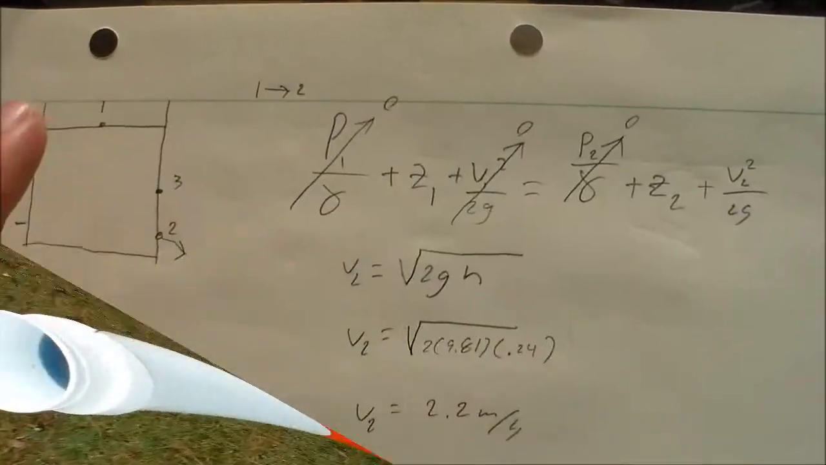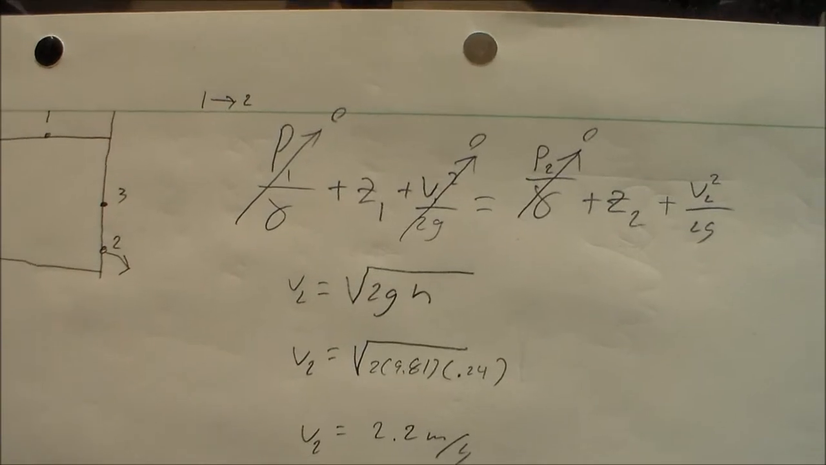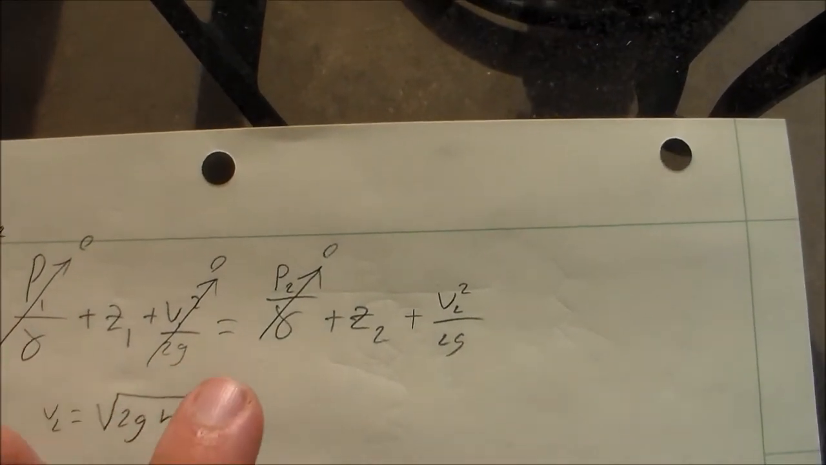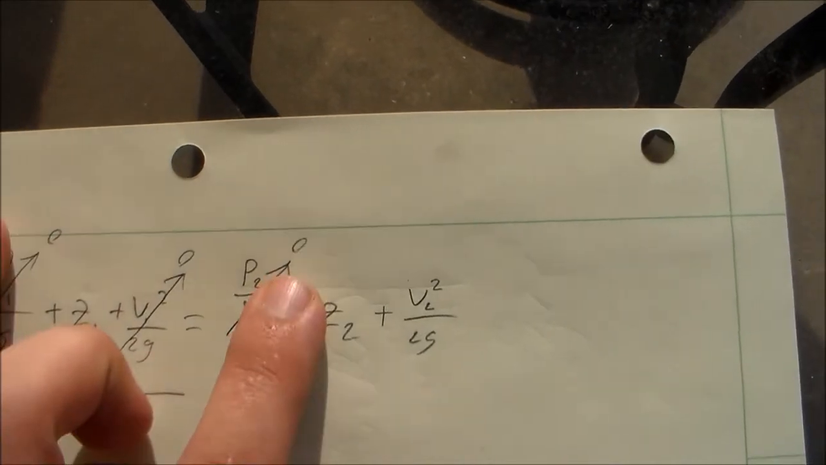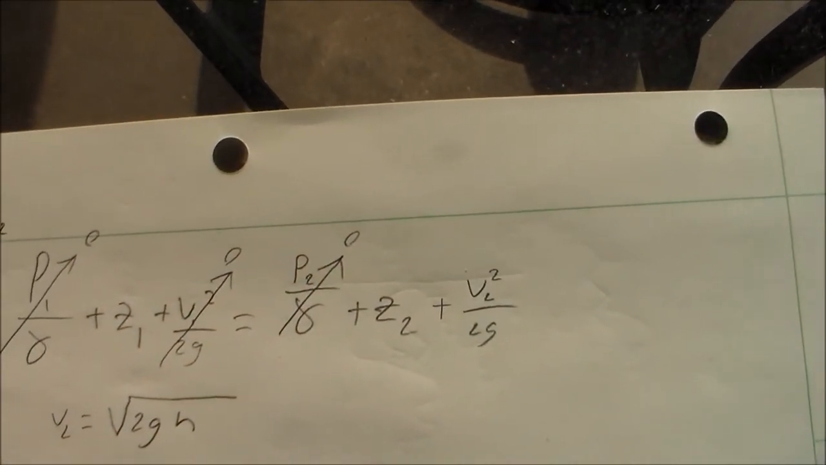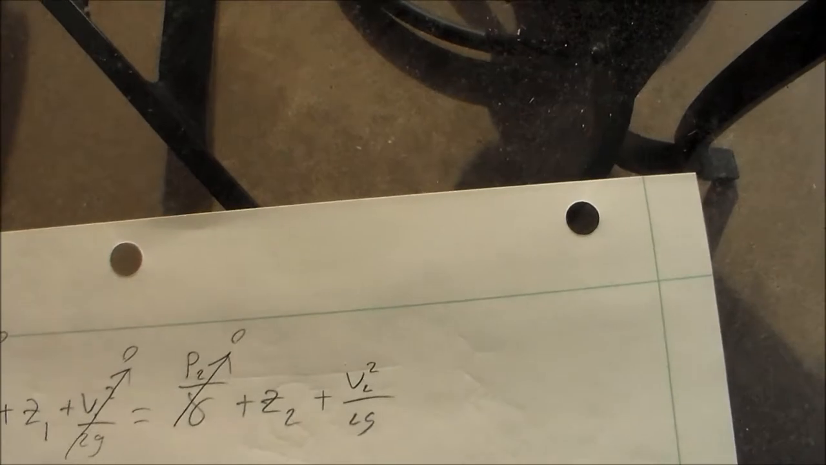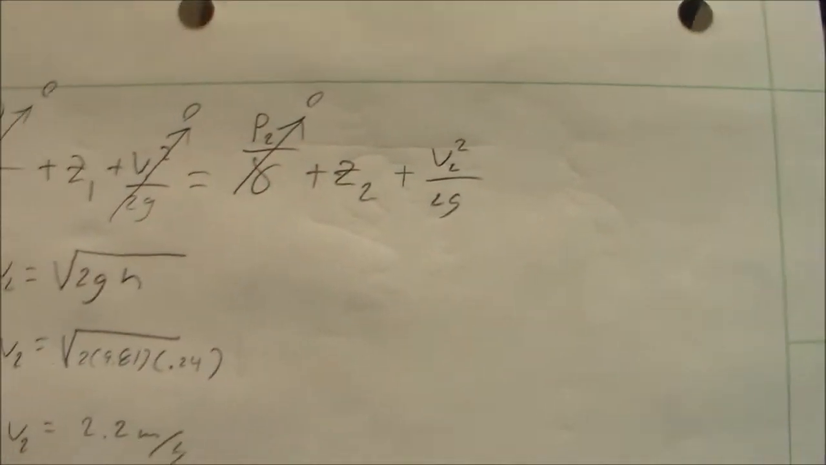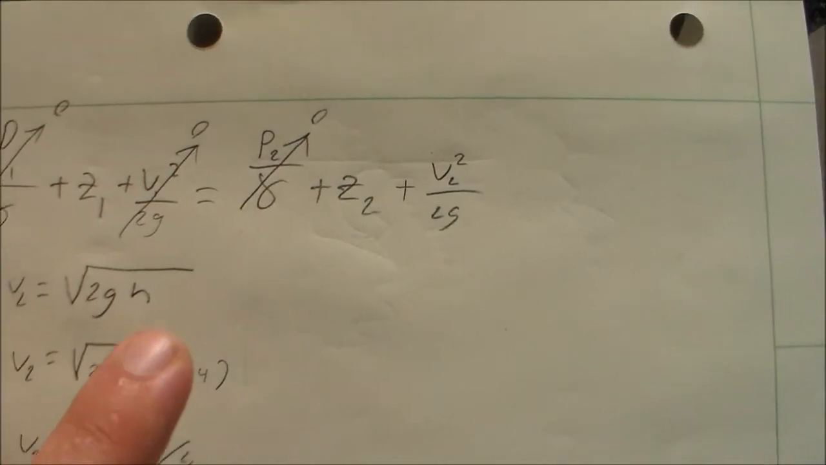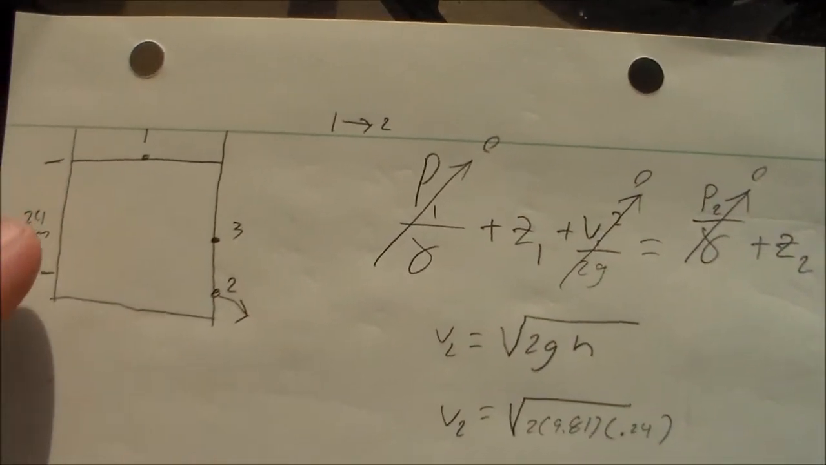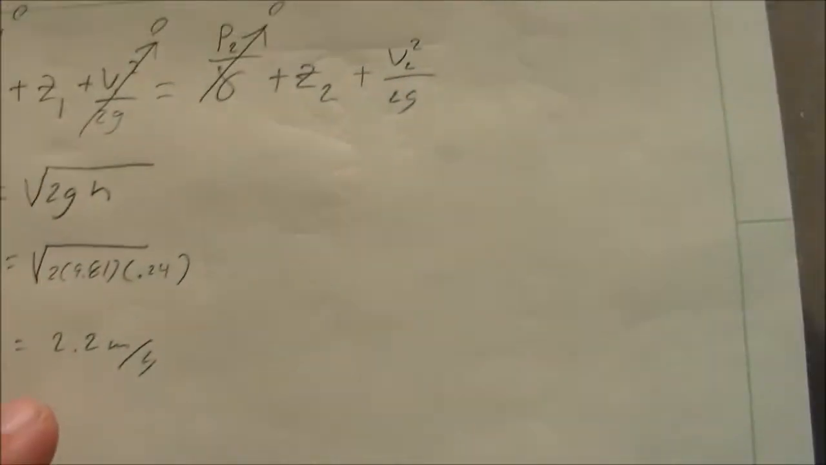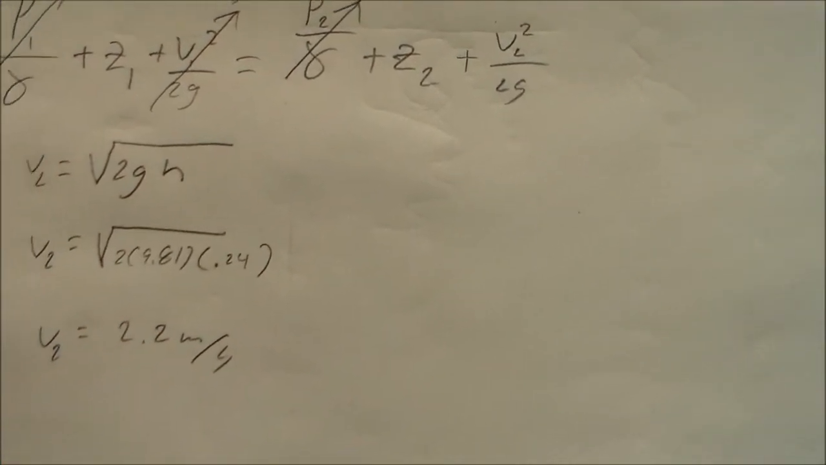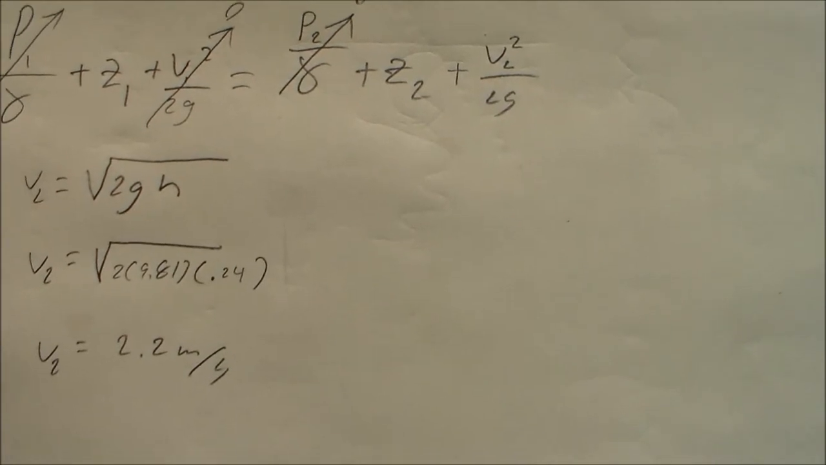We can see from our diagram that 1 and 2 are both exposed to the atmosphere. Based on the Bernoulli equation, then P1 and P2 go to 0. V1 can be assumed to be very, very slow, much less than V2, so it can go to 0. So V2 becomes the square root of 2gh, which is our 0.24 meters. So V2 equals 2.2 meters per second, with a height difference from 1 to 2 of 0.24 meters.